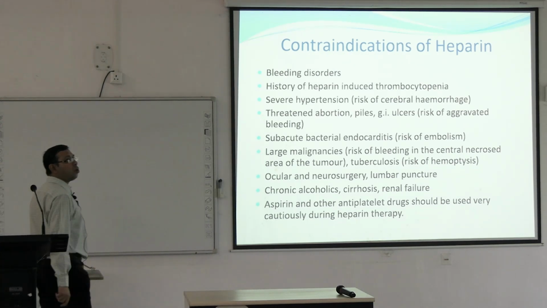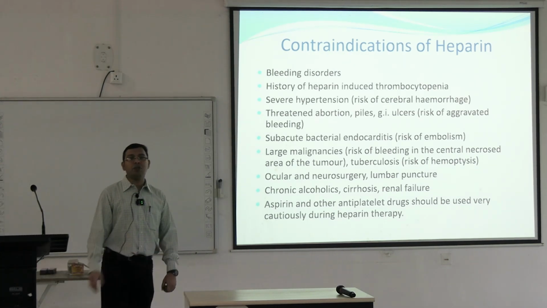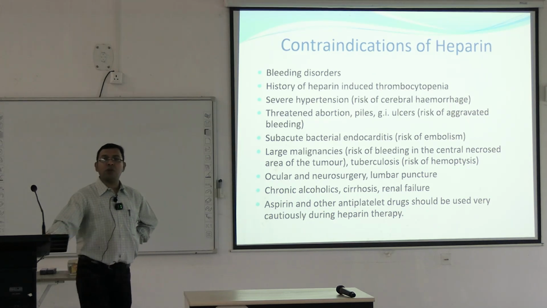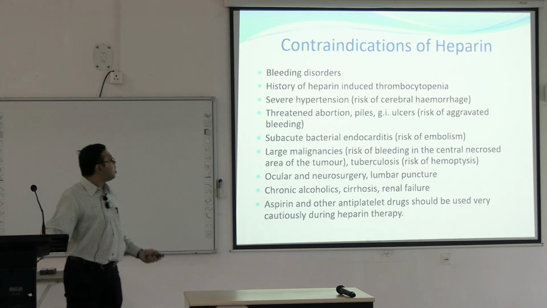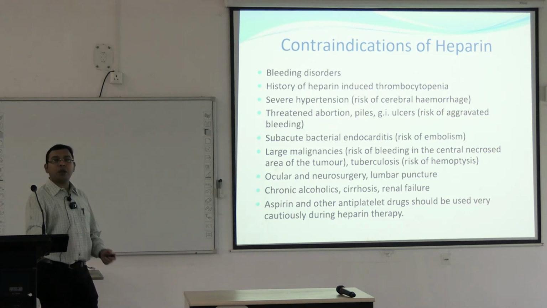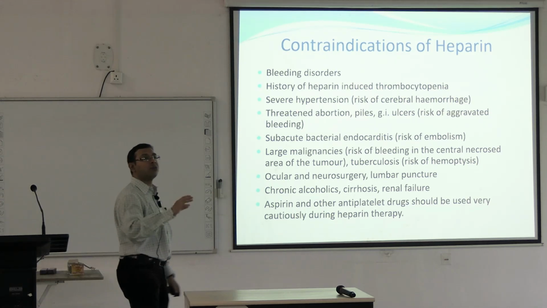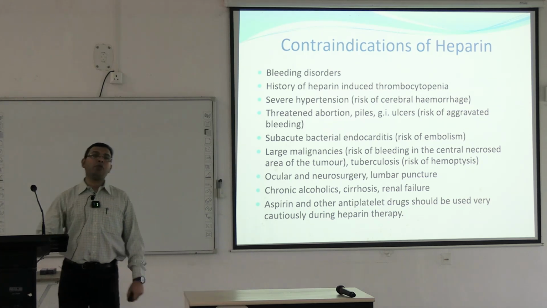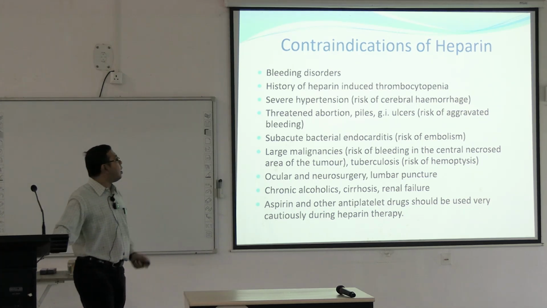First is the bleeding disorder. There are different types of bleeding disorders. In those cases, because it is an anticoagulant, there will be more chances of bleeding. History of heparin-induced thrombocytopenia: if the patient previously received heparin and developed thrombocytopenia, it should not be given.